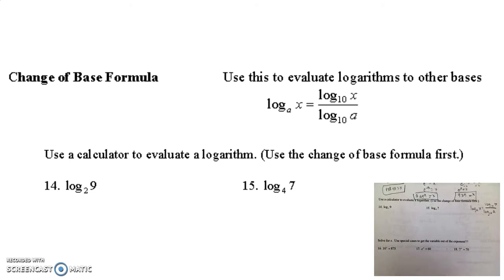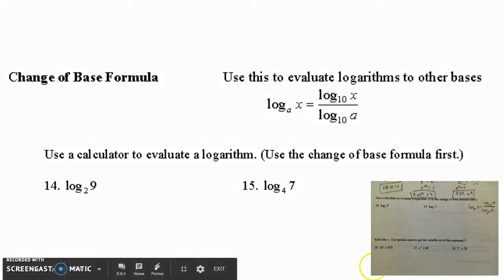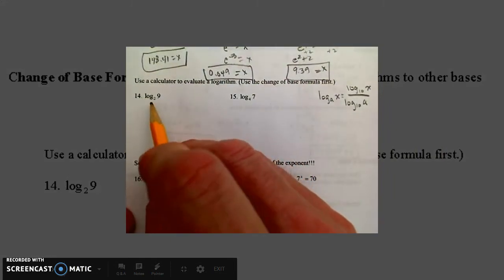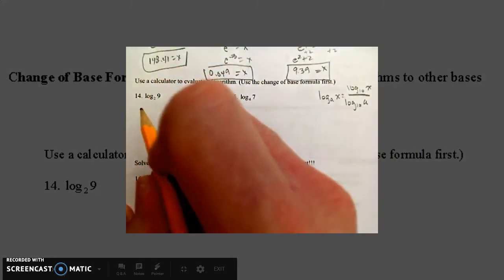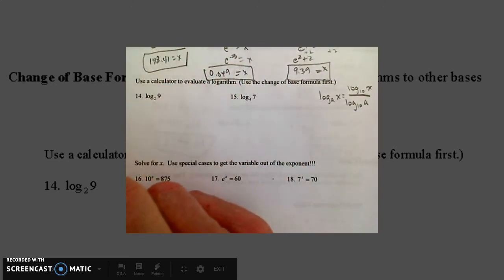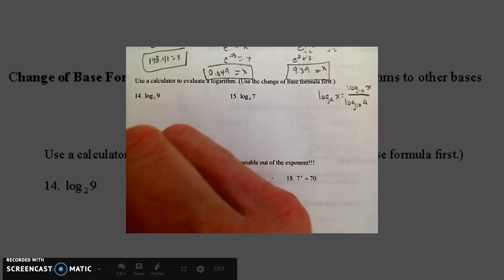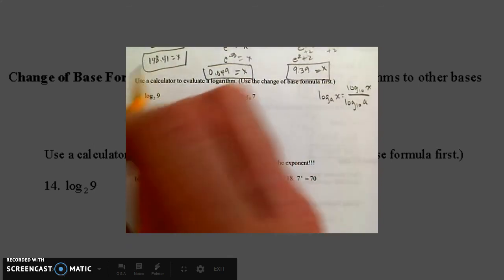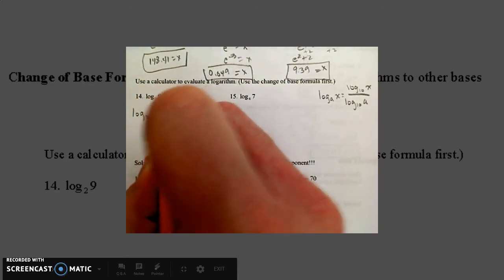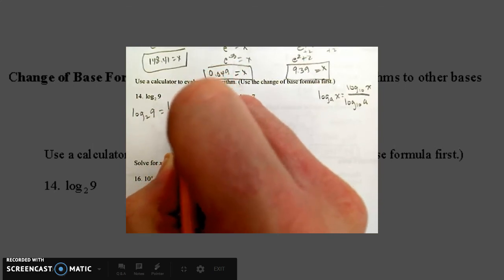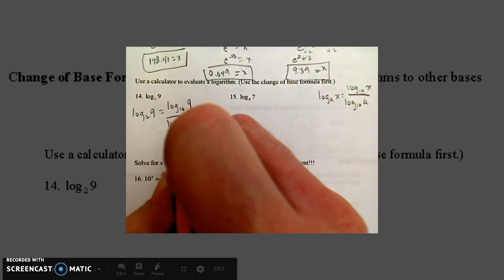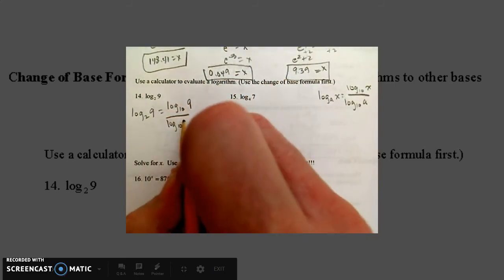So let's look at an example. The log base 2 of 9. So 2 is our base, and we want to know what exponent can I put on 2 that gives me 9. And obviously 2 to the third is 8, 2 to the 4 is 16. It's somewhere in between 3 and 4, but we don't know exactly what. So the log base 2 of 9 equals the log base 10 of x, that's 9, over the log base 10 of a, which is 2.